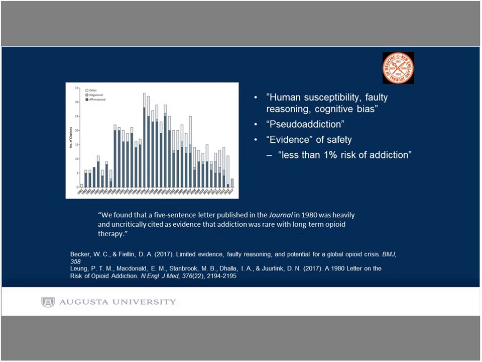And so essentially this is from an article published in 2017 that went back and looked at the truly very limited evidence that prescription opioids can be used safely for chronic pain. And the conclusion of that article was that we found that a 5-sentence letter published in the journal in 1980 was heavily and uncritically cited as evidence that addiction was rare with long-term opioid therapy. So this is really the birthplace of the prescription opioid epidemic as we know it in the U.S.